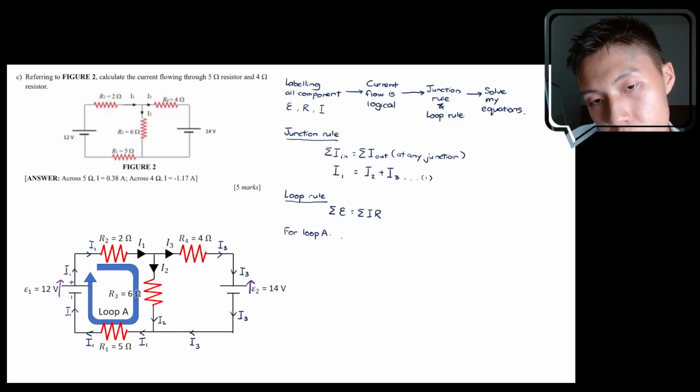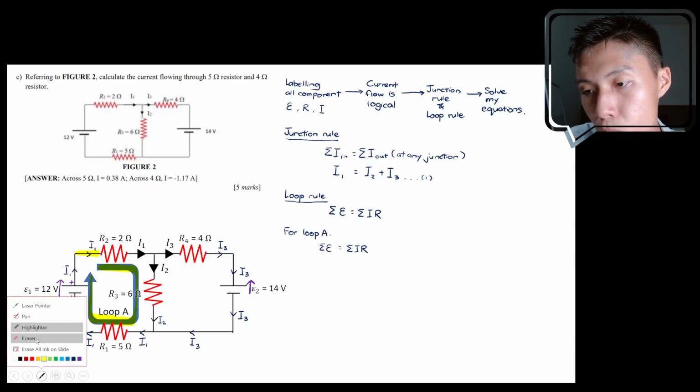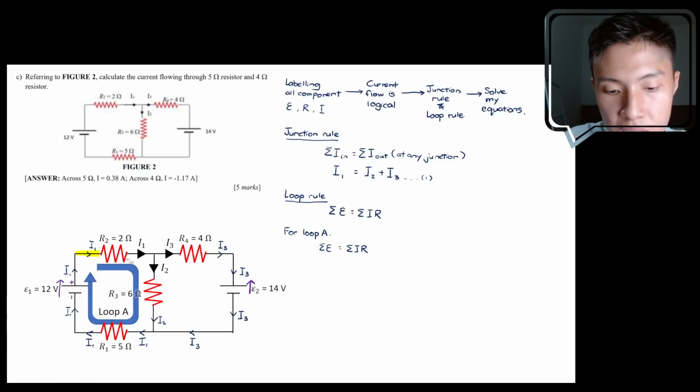So for loop A, we are going to do sum of epsilon is equals to sum of IR. Okay, so let's see what we have on this loop. The first thing that we encounter, if we start from here, let's use a highlight pen to indicate where I am pointing. We follow the direction of the loop over here. The loop here, I drew to be clockwise. So I'm going to move in the circuit in a clockwise direction. My highlighter is the direction of the loop.